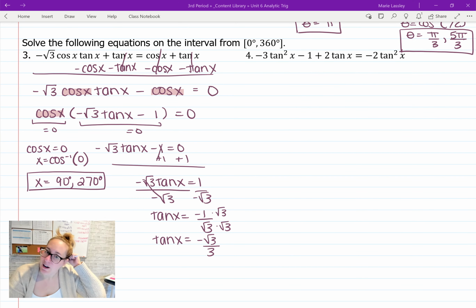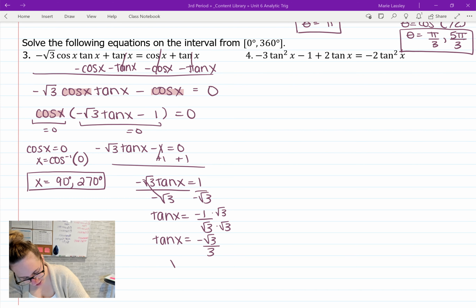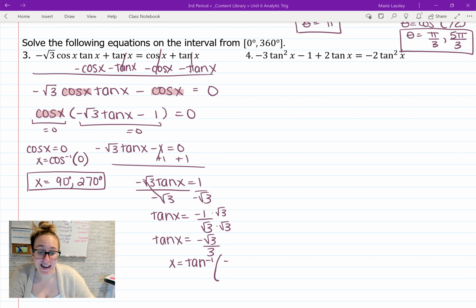All right, writing caught up now. So we have tangent x equals negative square root of 3 over 3. Last thing we've got to do is inverse tangent on both sides. So now we have x equals inverse tangent of negative square root of 3 over 3. So we need to figure out what angles on our unit circle have that tangent value of negative square root of 3 over 3.